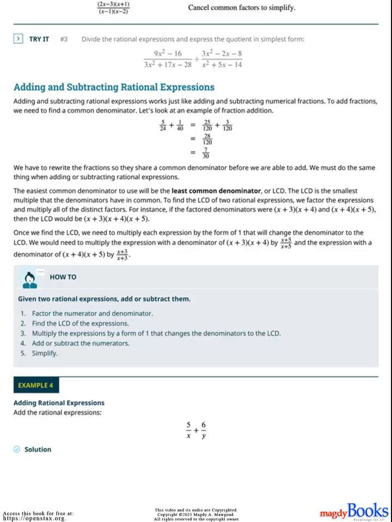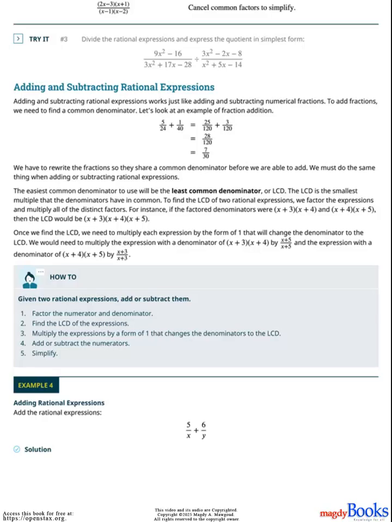5/24 + 1/40 = 25/120 + 3/120 = 28/120 = 7/30. We have to rewrite the fractions so they share a common denominator before we are able to add. We must do the same thing when adding or subtracting rational expressions.